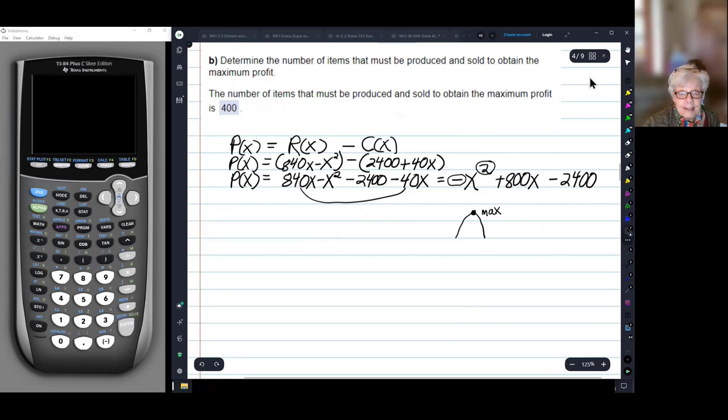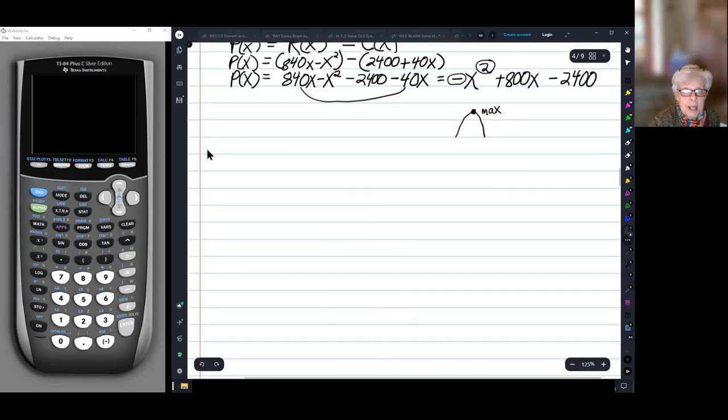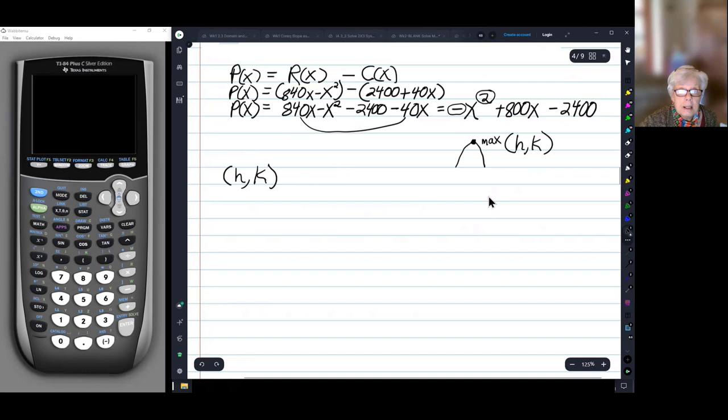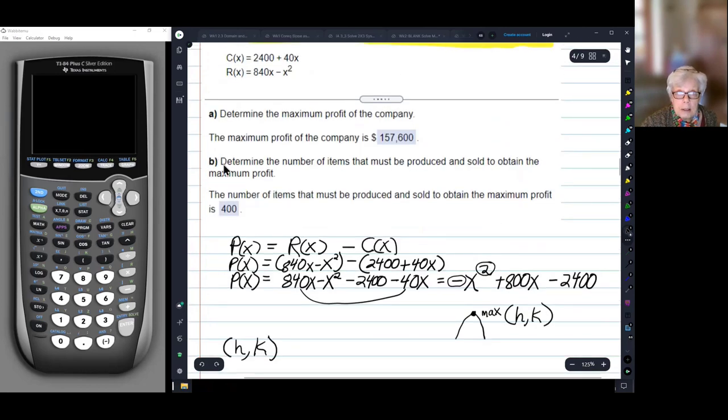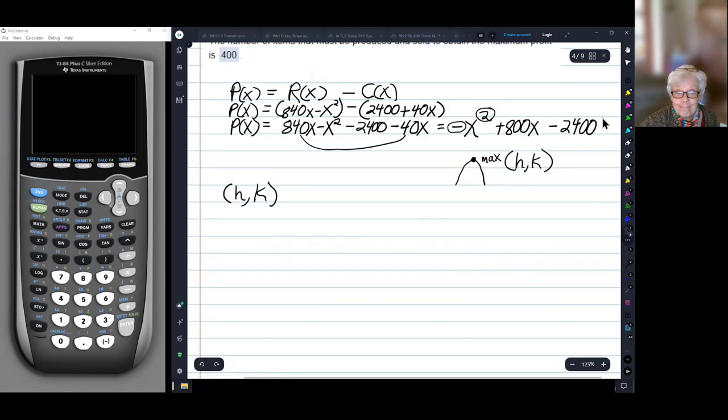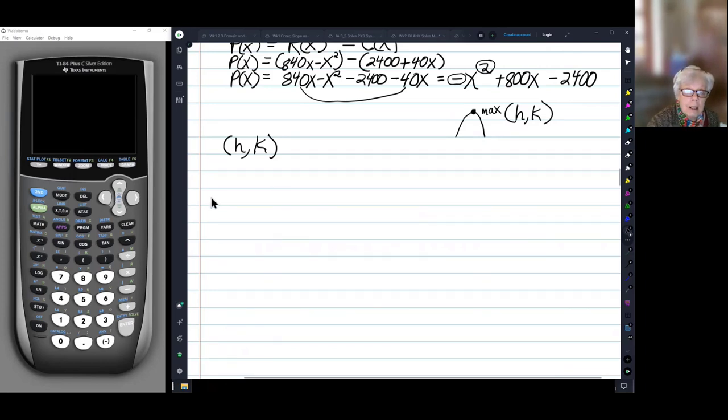The thing is that when you're dealing with HK, which is the vertex, you've got to find H first. But here, it's the second question. So, onward. Let's see, where should I go? Let's go down here.